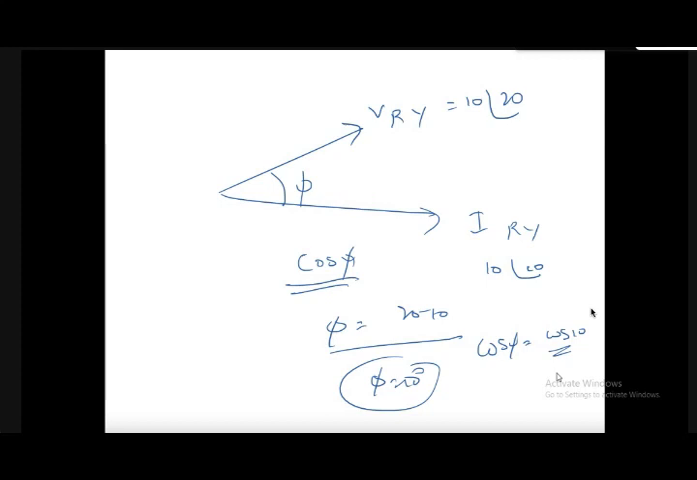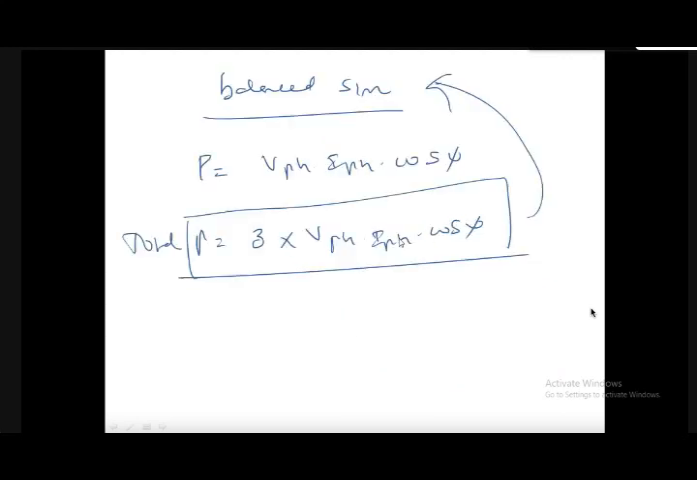So in this case, 10 angle 20 is the voltage phasor, and 10 angle 10 is the current phasor. 20 degrees is the angle of the phase voltage phasor, and 10 degrees is the angle of the current phasor with respect to the reference. The angle between them is 20 minus 10, which happens to be 10 degrees. Cos phi, the cosine of the angle between the voltage and the current, is called the power factor.